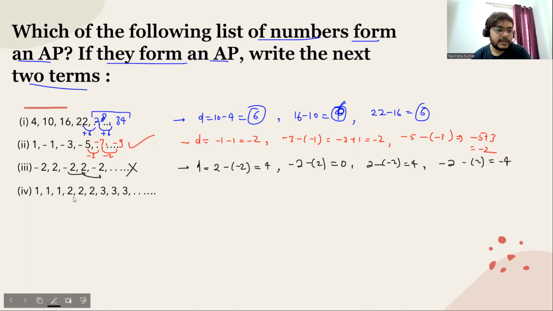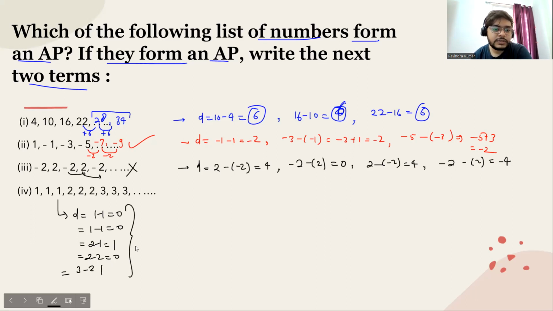Okay, now let's come to this one. If we have to find the difference, it is 1 minus 1, it is 0. Again 1 minus 1, it is 0. And 2 minus 1, it is 1. 2 minus 2, it is 0. 3 minus 2, it is 1. So there is also not the same common difference. So we can say it is not an AP. So if it's not an AP, we cannot write the next two terms. Got it? Okay. Now let's move ahead to the next one.